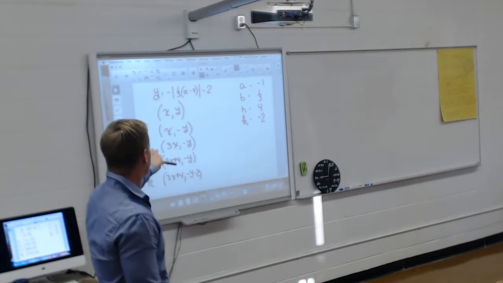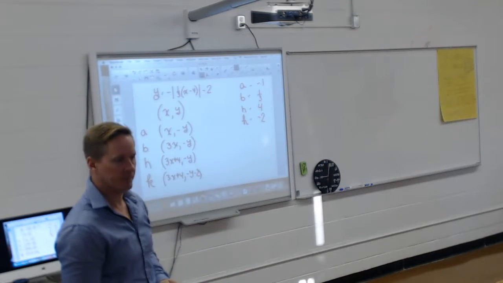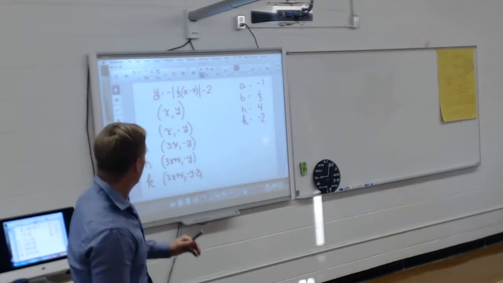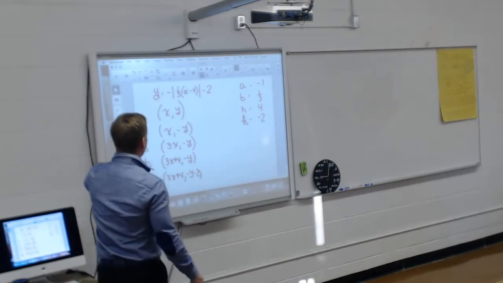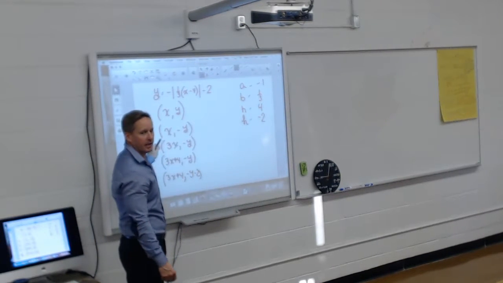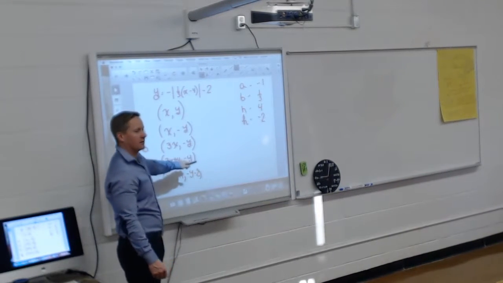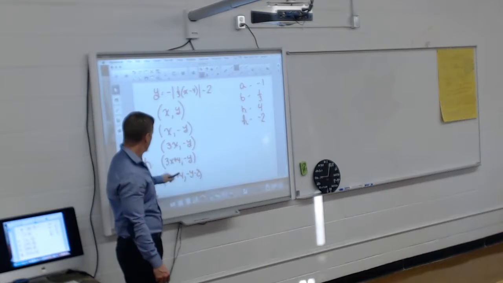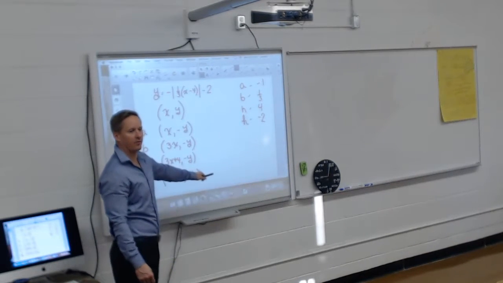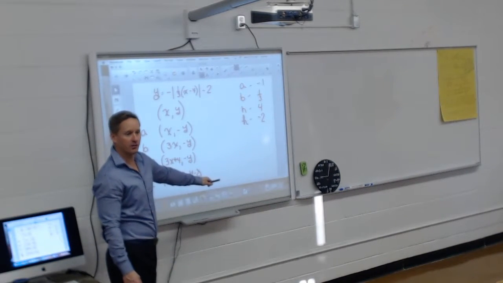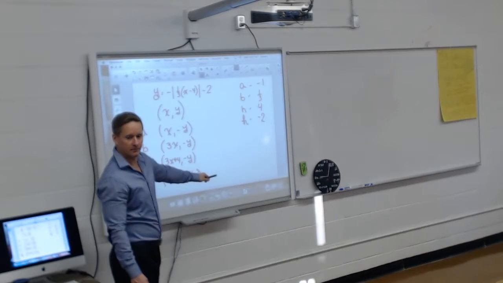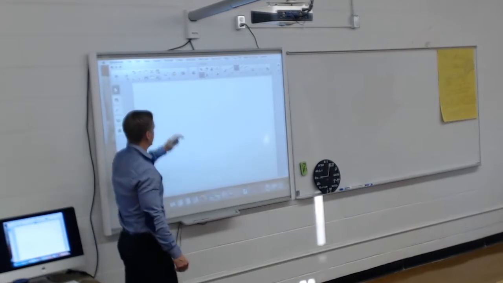That's what happens. So x, y. Okay? A multiplies my y values. B divides into my x values. H, add or subtract from my x. K, add or subtract from my y. So far, so good? Okay. Look at another one then.